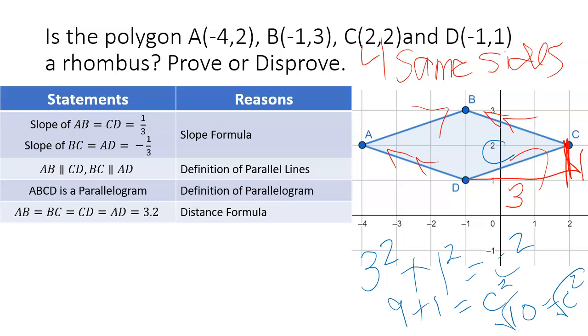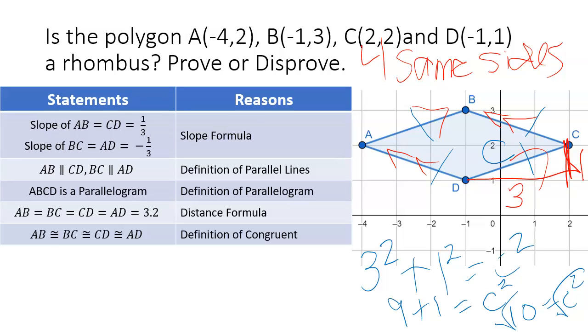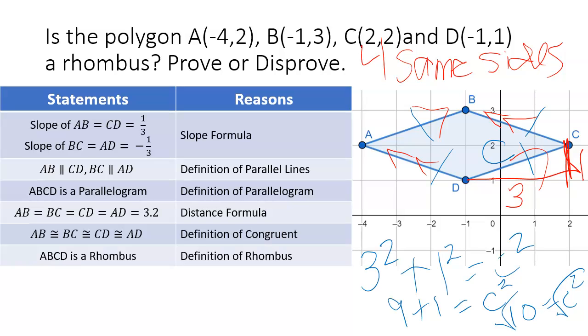Anytime I find a side length, my reason is always distance formula. Now I'm going to go ahead and mark up, I have 4 congruent sides on my shape. That's exactly what I was looking for in a rhombus. So I can say they're congruent now that I know they're the same length. And then I can say ABCD is a rhombus by definition of rhombus.